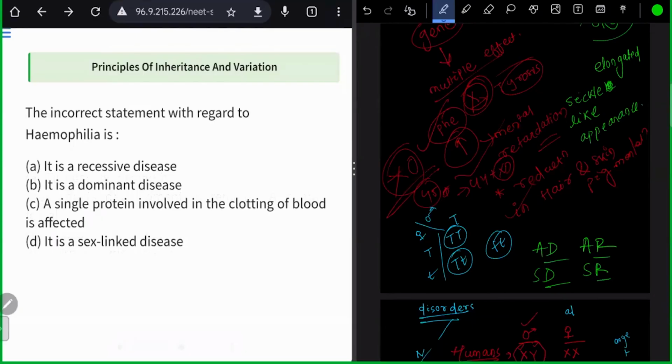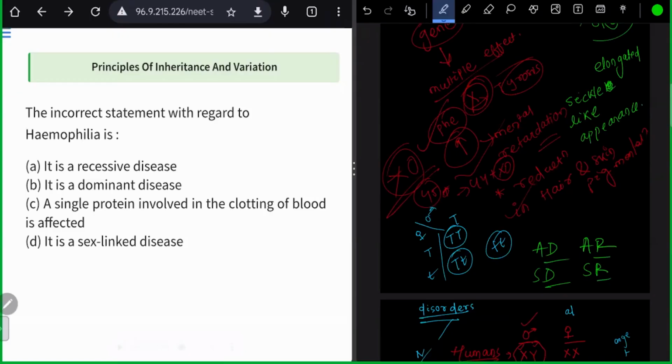First is hemophilia. We know that hemophilia is an X-linked recessive disorder. So the first one is correct. The second one says it is a dominant disorder. No, because it is an X-linked recessive disorder. So the second one is incorrect.